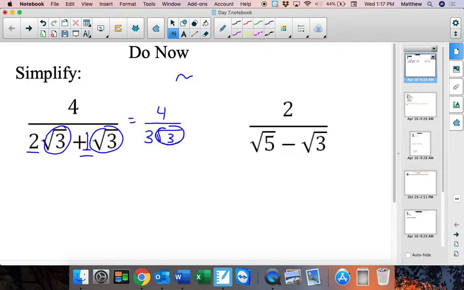I can't do anything with that radical 3, but since it's in the denominator, I need to rationalize. So I'll multiply it by radical 3 in the denominator and radical 3 in the numerator. My new numerator is 4 radical 3. And my new denominator is this 3 times root 3 times root 3 is 3. So I get 9. And that is it.